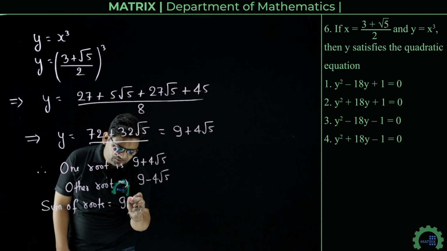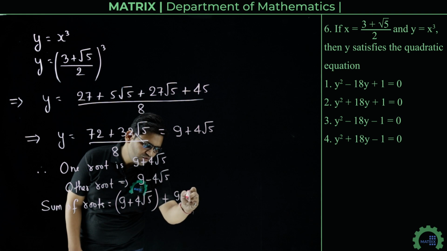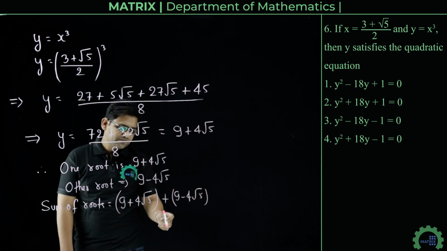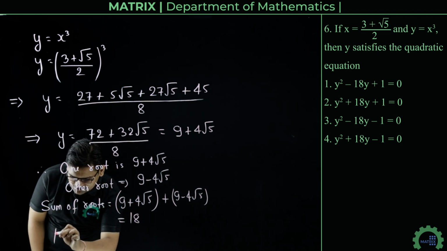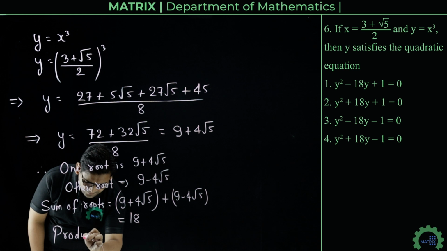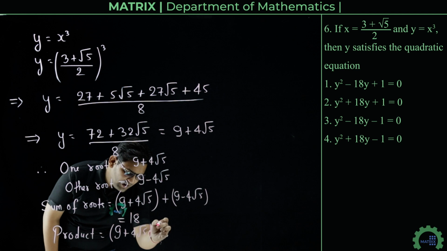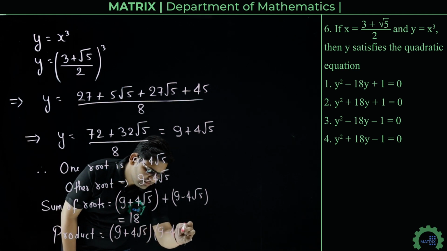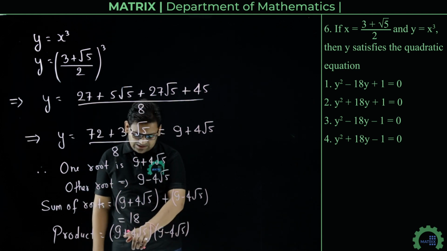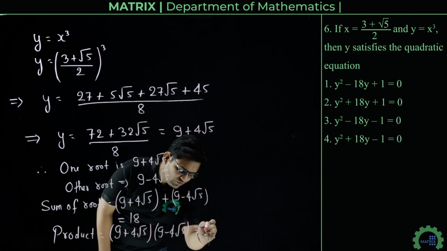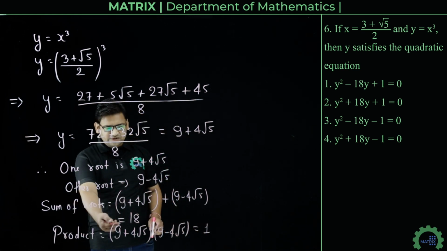9 plus 4 root 5 plus 9 minus 4 root 5, that is 18, and the product is 9 plus 4 root 5 multiplied by 9 minus 4 root 5, that is a plus b into a minus b form, which is a square minus b square, that is 81 minus 80, so 1. So we get the sum of roots as 18 and the product of roots as 1.